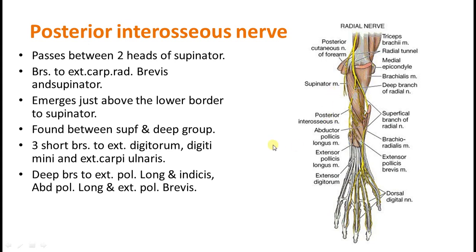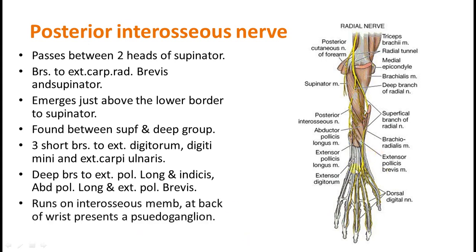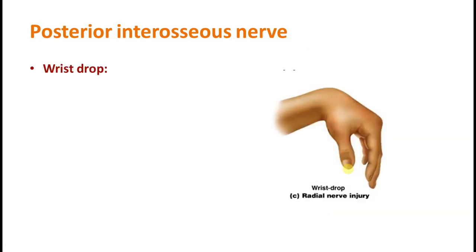Then long branches will again divide into medial set and a lateral set, which will supply extensor pollicis longus and indicis, then abductor pollicis longus and extensor pollicis brevis. Okay. So these are the branches which are supplied by the deep branch of radial nerve, which is the posterior interosseous nerve, and ultimately what happens, it will form a pseudoganglion, runs on the interosseous membrane and presents a pseudoganglion. From the pseudoganglion, it will supply articular branches to the wrist joint, to the inferior radio-ulnar joints.